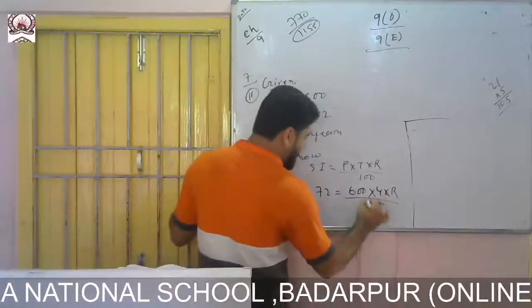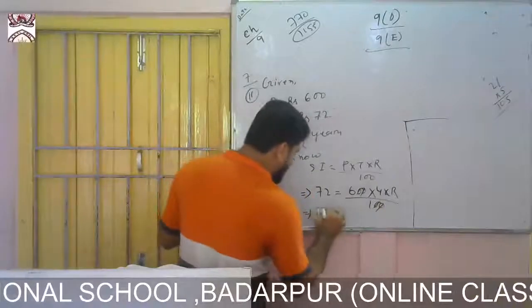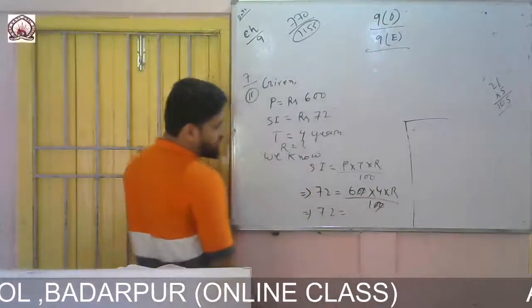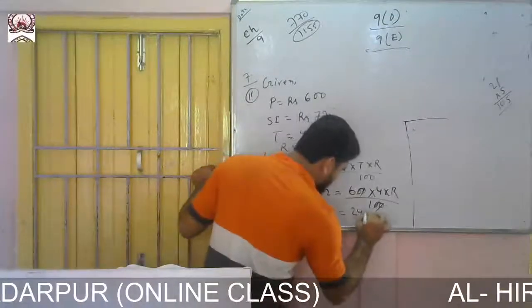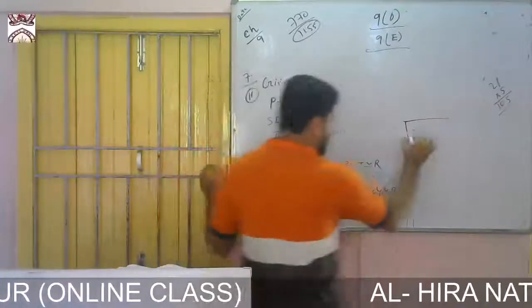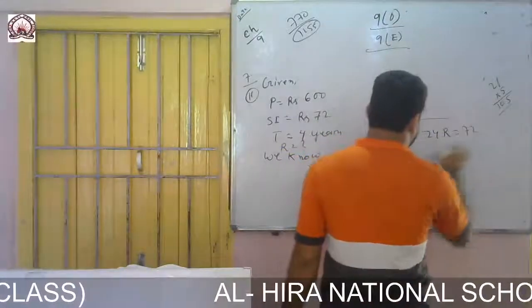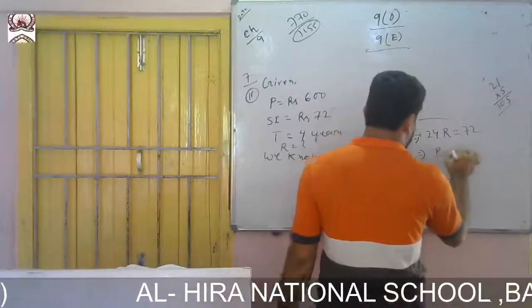Okay, so the zeros cancel, so 72 equals 6 into 4 into R, which is 24R. How can you find R? 24R equals 72. So R equals 72 by 24.